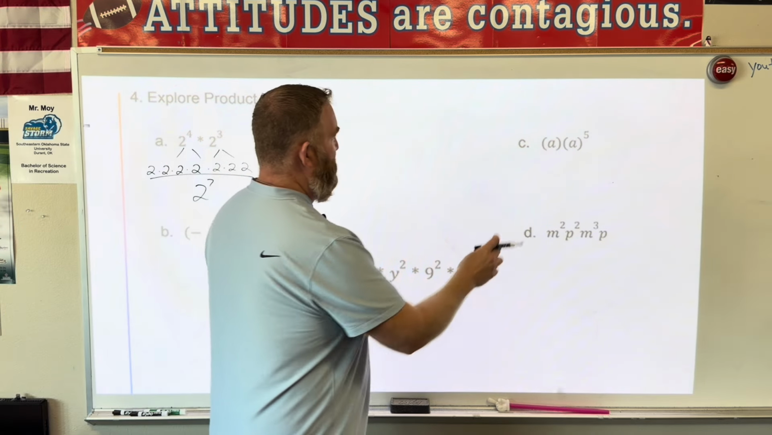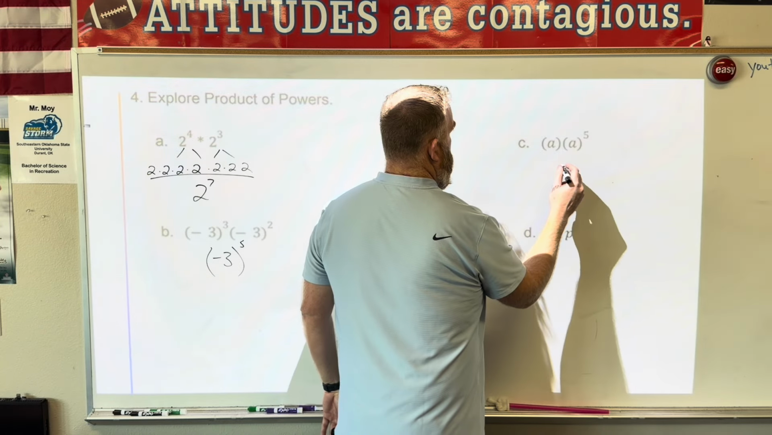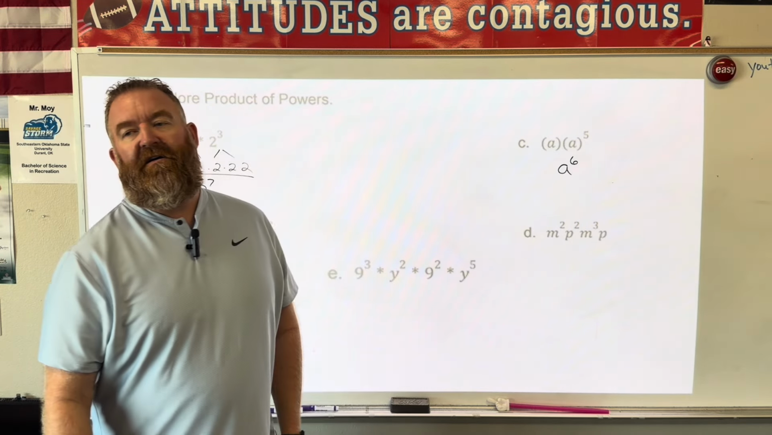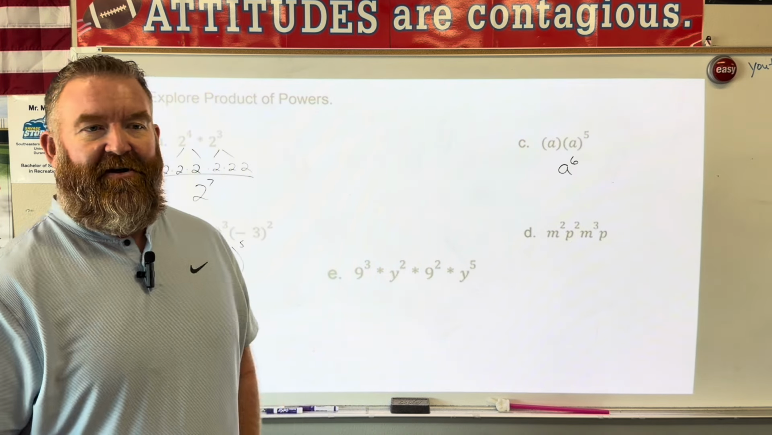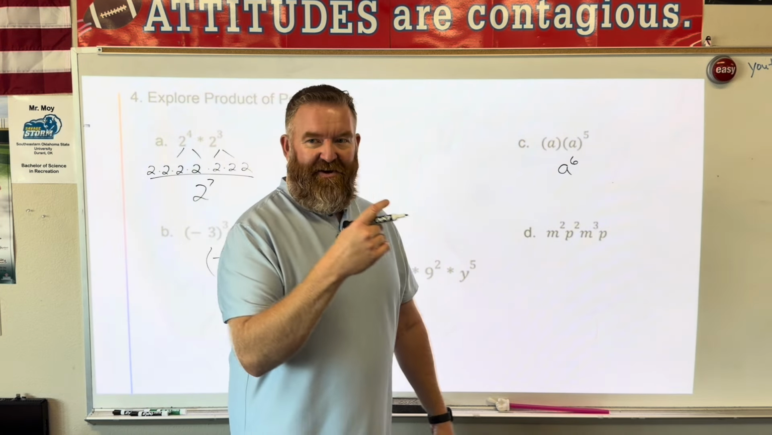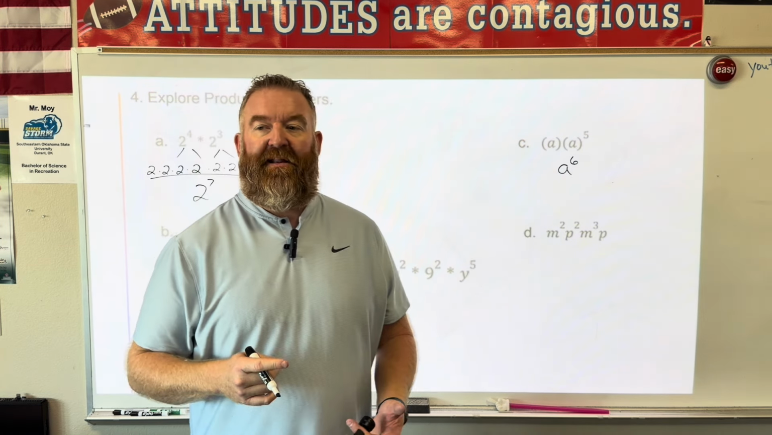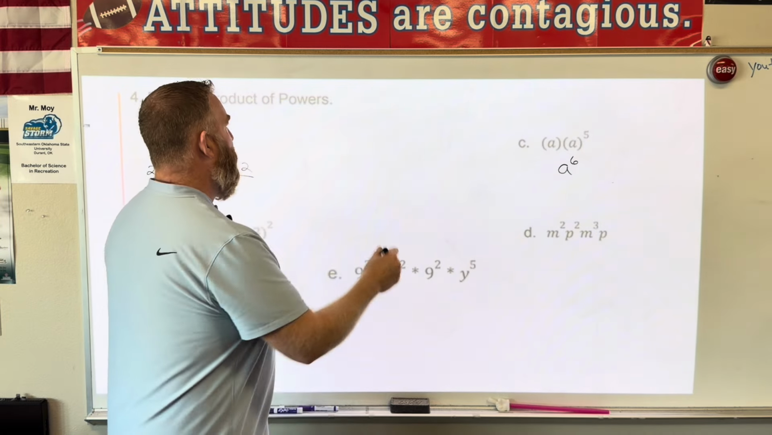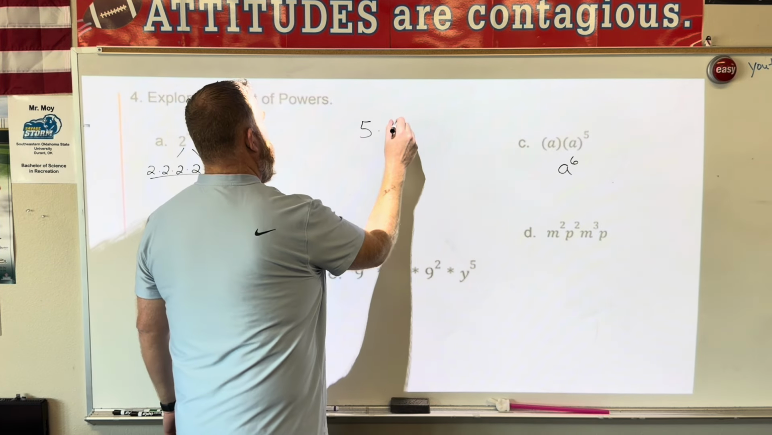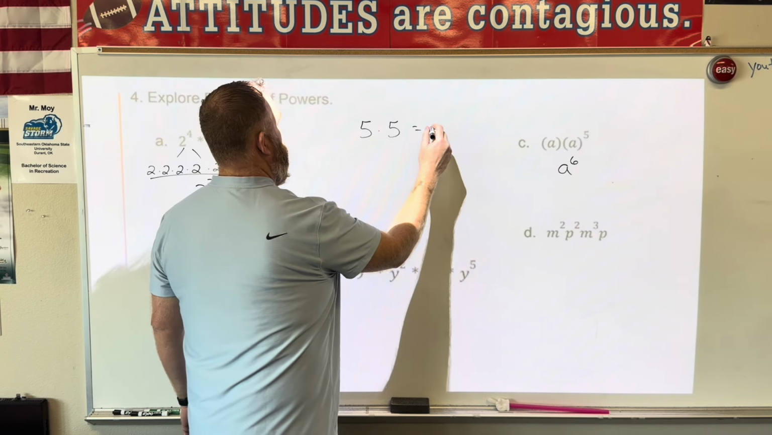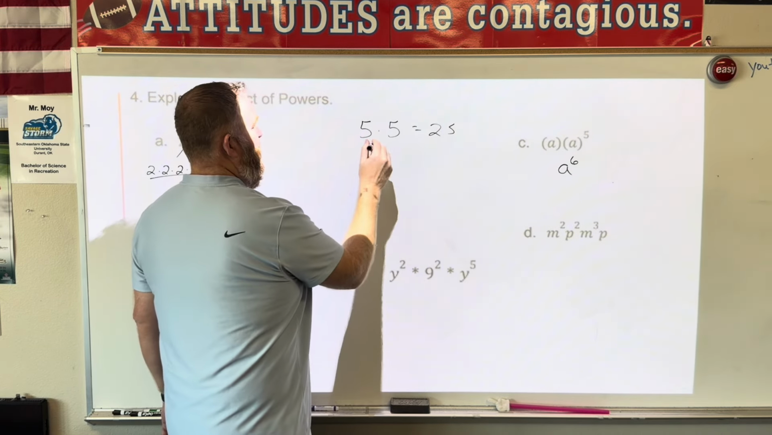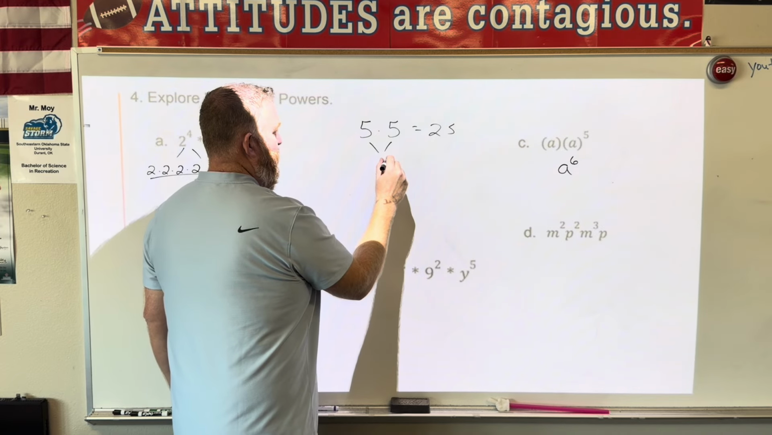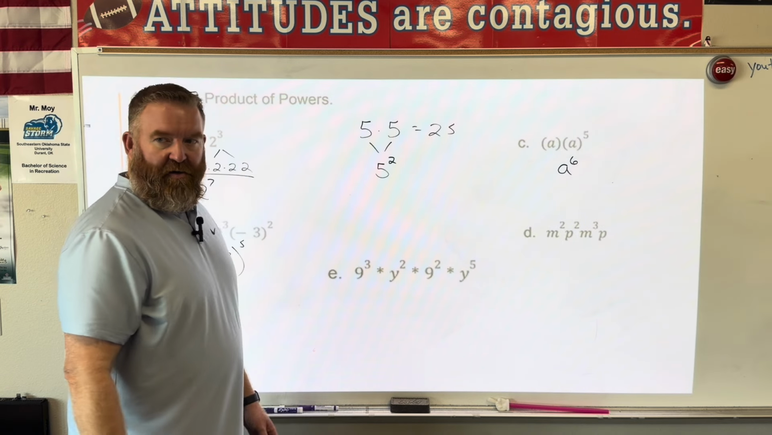Okay, let's go to C. What is this? A to the what? I see people nodding, like, yeah, we got it. Listen to me. You've been doing this since like 2nd grade and you didn't even realize it. What is 5 times 5 again? Let's go back to this problem. What is that? 25. Let's write it as an exponent. What is 5 times 5? 5 what? Isn't that 5 squared?